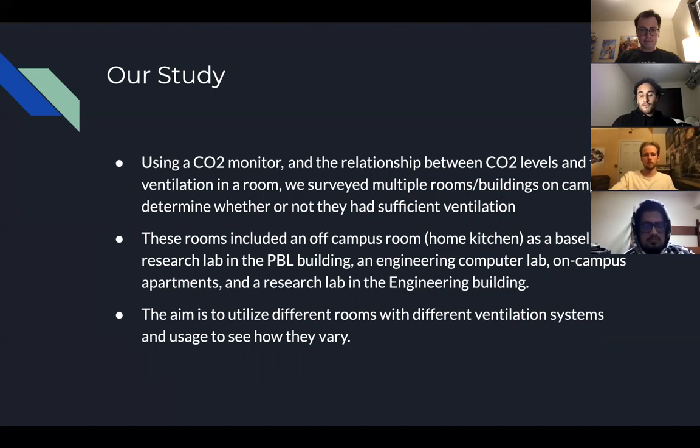The aim of the entire project was to utilize these different rooms with different ventilation systems and see how the data varies for each. Is there enough ventilation in this room to appropriately combat the CO2 levels students produce through their rebreathing during class time? These are some of the questions that we answer in this project.